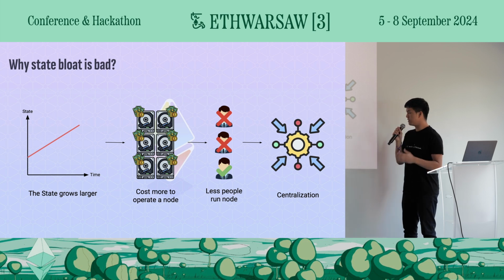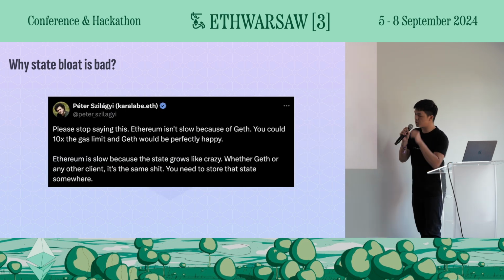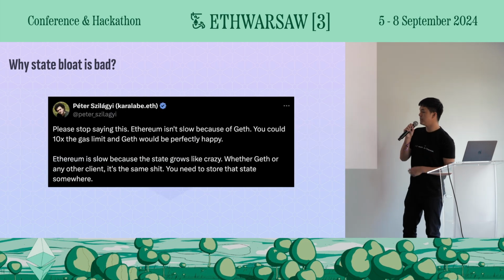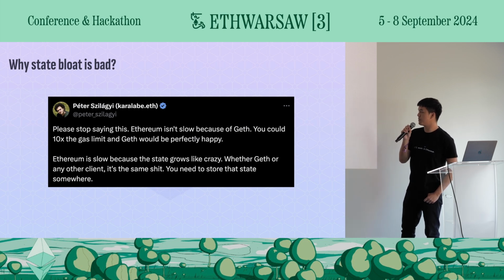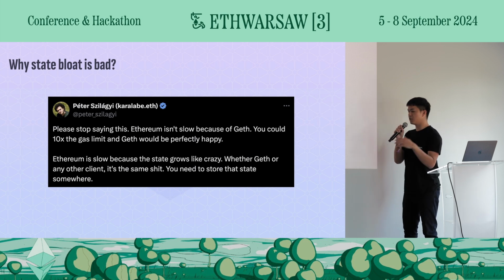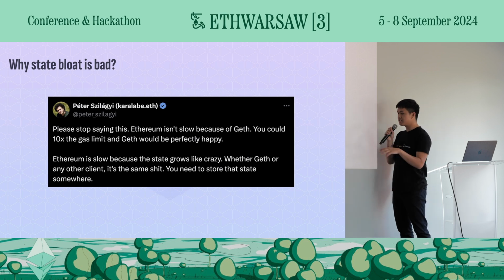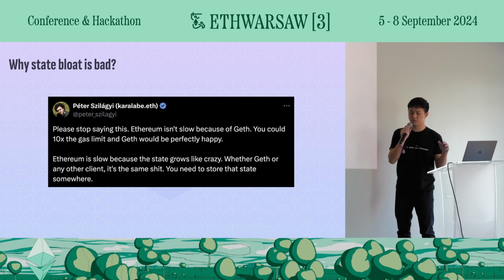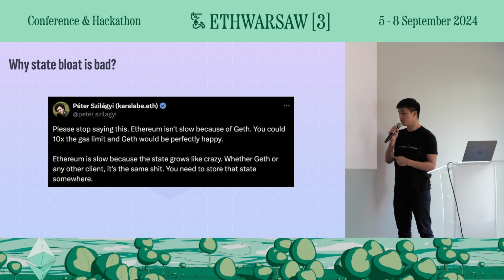And it's not just about this scenario of centralization or fewer people running nodes. It's also about the performance of the chain. To quote Peter from Go Ethereum, Ethereum isn't slow because of gas. Ethereum is slow because the state grows like crazy. So no matter how much the client teams optimize their software, the state of Ethereum puts a bottleneck or a cap on how fast the software can be, right? So if we want Ethereum to be a super performant chain, this is the problem that we need to solve first.